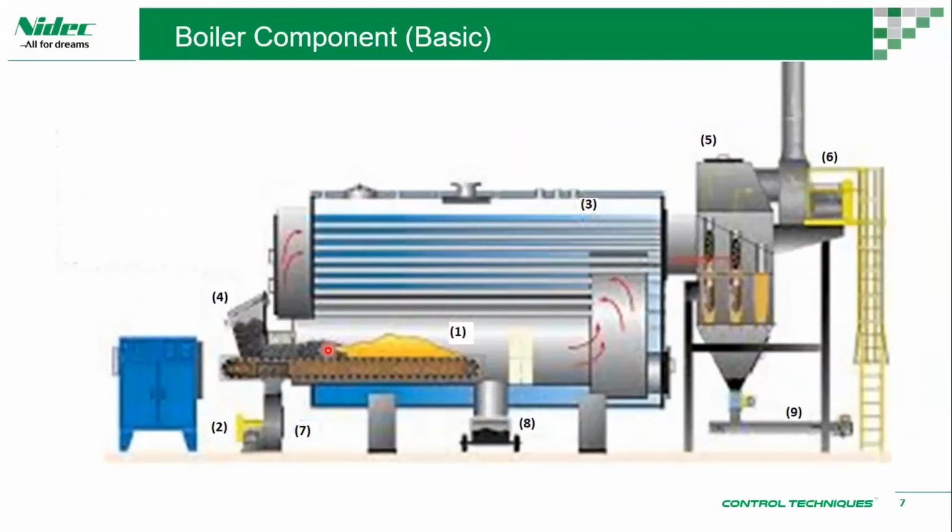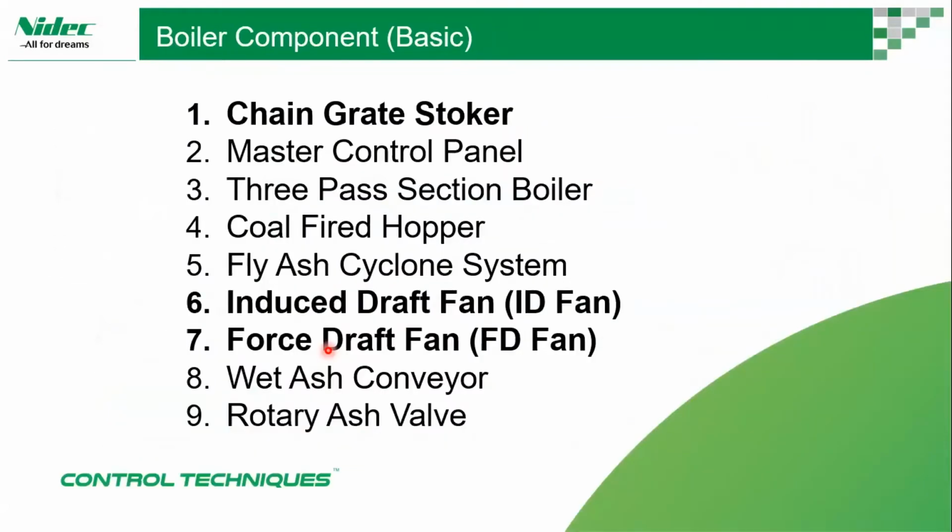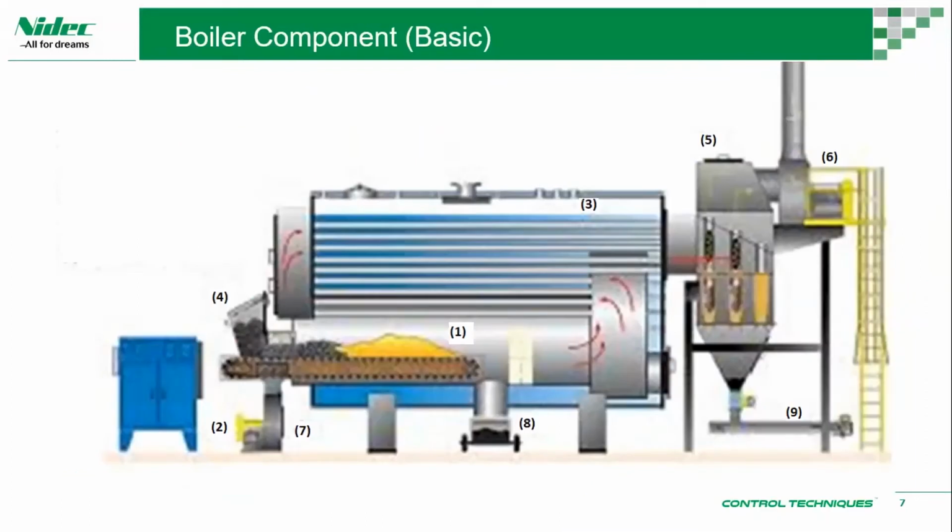Okay. This is the basic component of the boiler. I have 9 components, and I also have the list. Okay, I will explain and go back to the picture. So let's start with number 1. The component name is the chain grate stoker. Back to the picture. Number 1, this is the chain grate stoker.